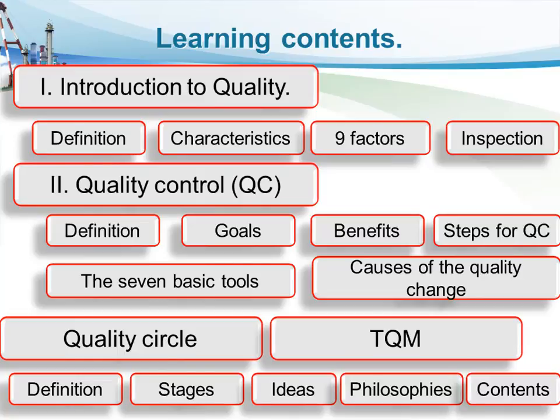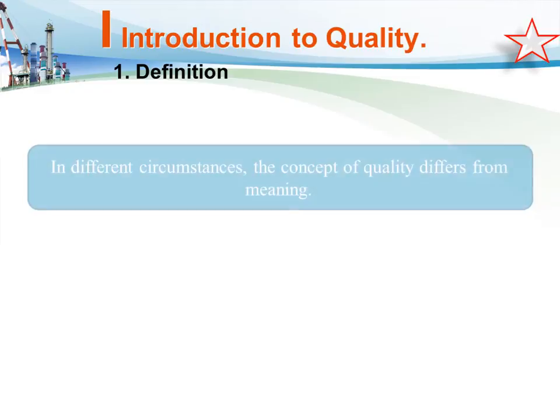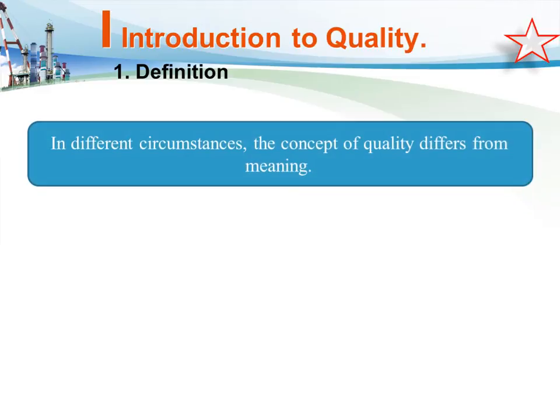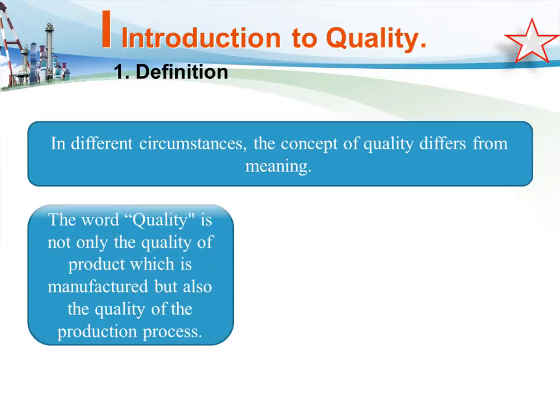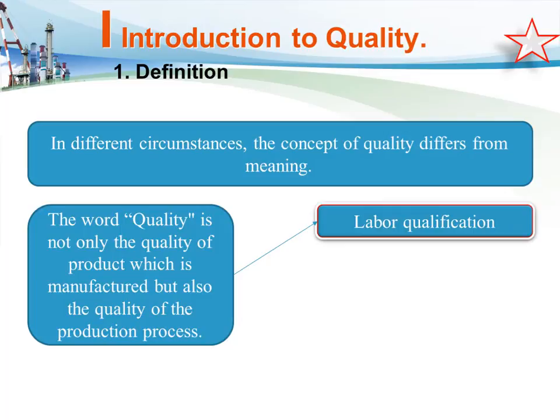First, definition of quality. In different curricula, the concept of quality differs in meaning. The word quality is not only the quality of products which are manufactured, but also the quality of the production process, meaning labor qualification, machine, technique, and material.